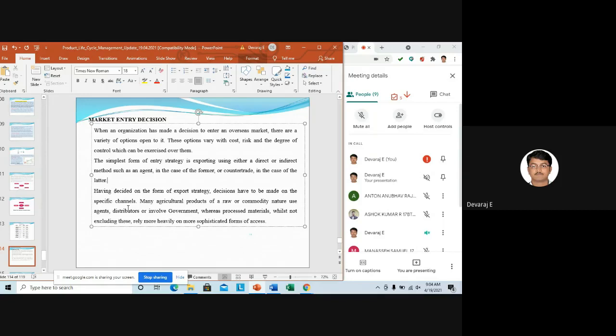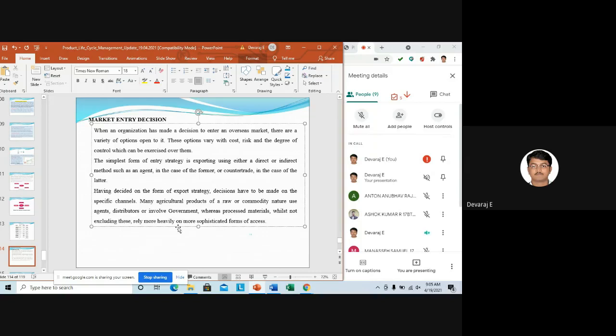They will fix some percentage. So if I sell 100 products, this is my percentage for each product. If a product is 10 rupees, I will take 1 rupee. So that's called an agent. 1 rupee or 1.5 rupees I will take on each product. Distributors, on the other hand, will buy the products and sell them themselves to the foreign countries. They will pay the amount for the products, and then they will sell them to the foreign countries.